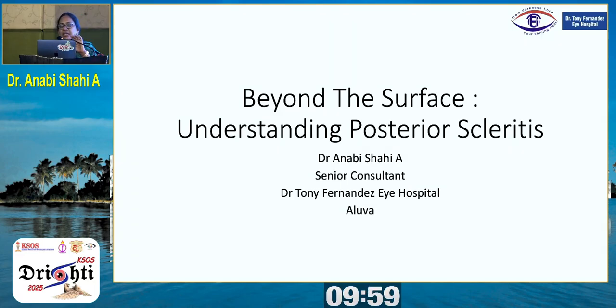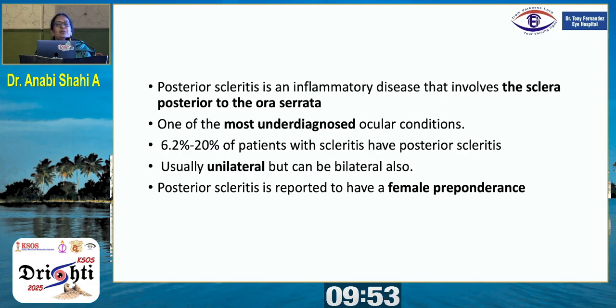So from anterior, let's move on to the posterior segment. My topic is understanding posterior scleritis. Posterior scleritis is an inflammatory disease that involves the sclera posterior to the ora serrata. It is one of the most underdiagnosed ocular conditions. It forms about 6 to 20% of the patients with scleritis.